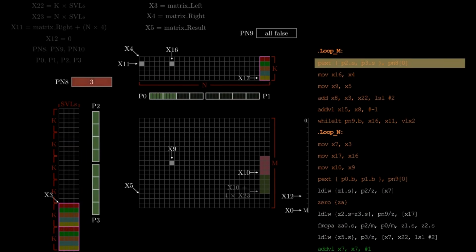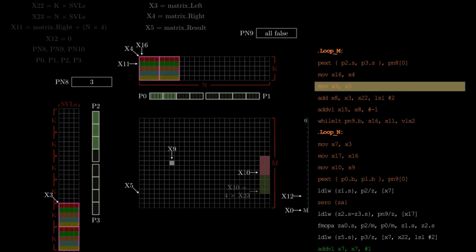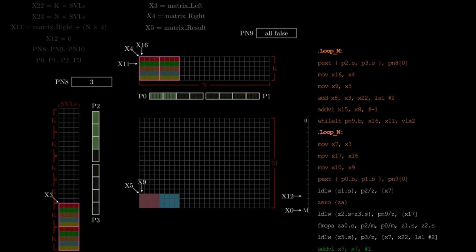Here we extract the PN8 counter into P2 and P3 predicate masks. Then we initialise x16 to x4 and x9 to x5. Next we set up x8, which the inner loop tests when handling even k, and x15, which is the exit criteria for the inner loop on k. We set up the PN9 counter at the end of loop n, which means that we still need to do it now for the first iteration.